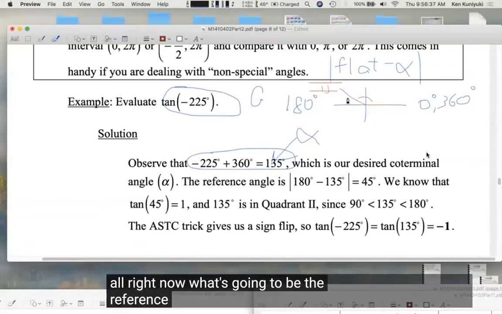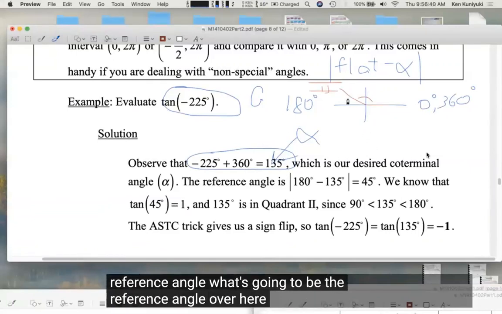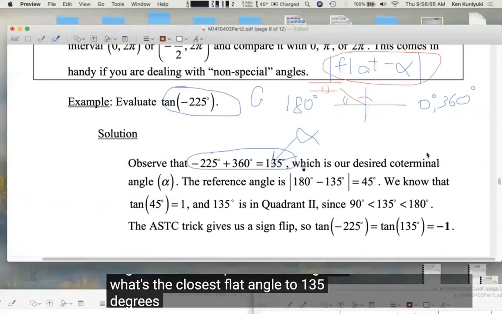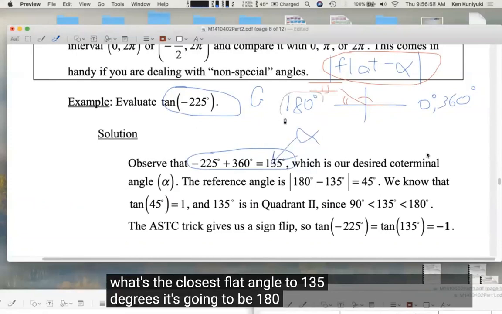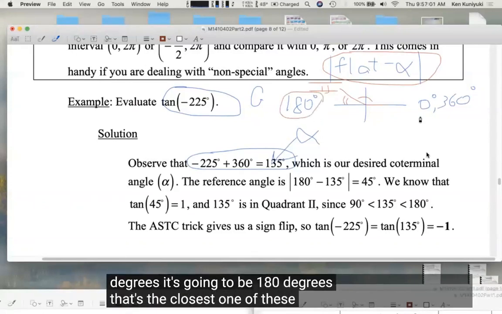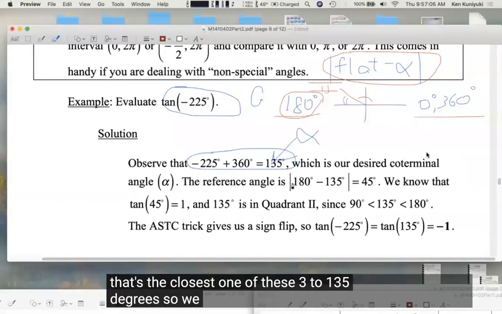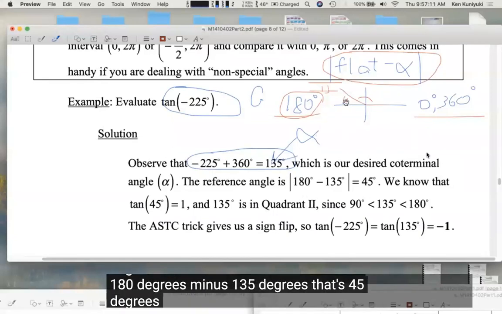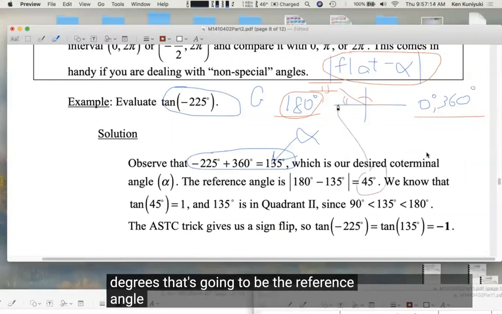Now, what's going to be the reference angle over here? We use this formula: the absolute value of the relevant flat angle minus our alpha, 135 degrees. What's the closest flat angle to 135 degrees? It's going to be 180 degrees. That's the closest one of these three to 135 degrees. So we take the absolute value of 180 degrees minus 135 degrees. That's 45 degrees. That's going to be the reference angle.